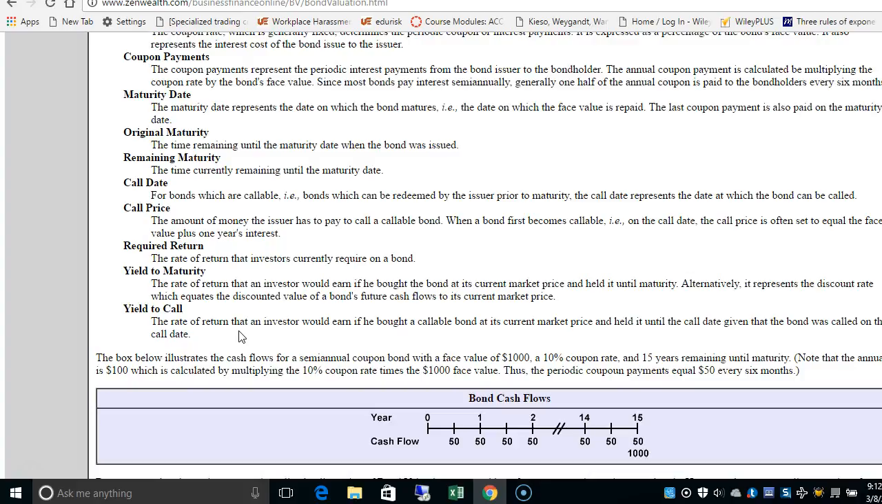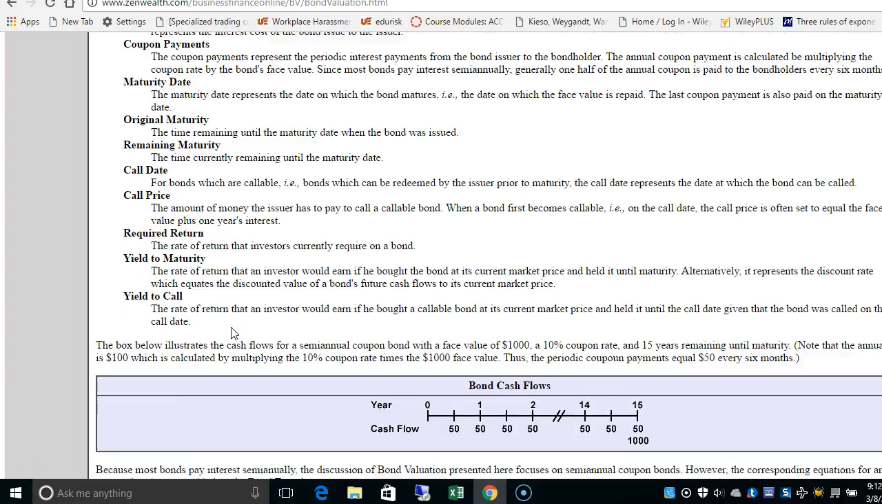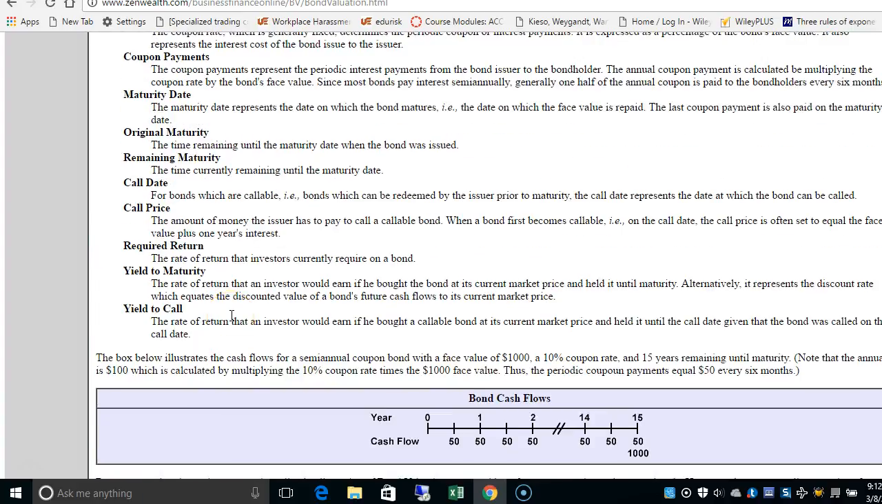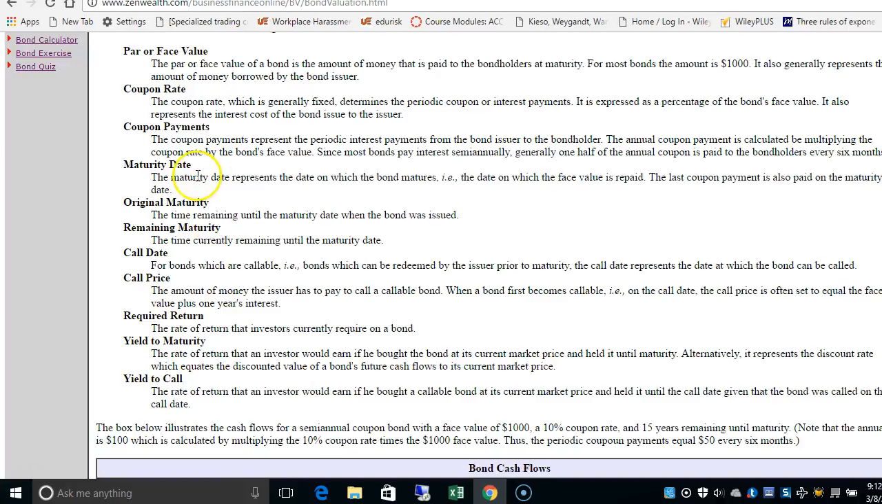Yield to call is another yield. If the bond is called early and redeemed before the maturity date, the rate of return that you've earned is recalculated because now your bond has been called at an earlier date. So you want to know what your rate of return is at that point in time. So there are different rates of return. There's the rate of return that you get if you hold the bond to maturity. There's a rate of return that you earn if you buy the bond at a different price than the par value or face value. And then there's the rate of return you get if you bought the bond at any price, but it gets called.